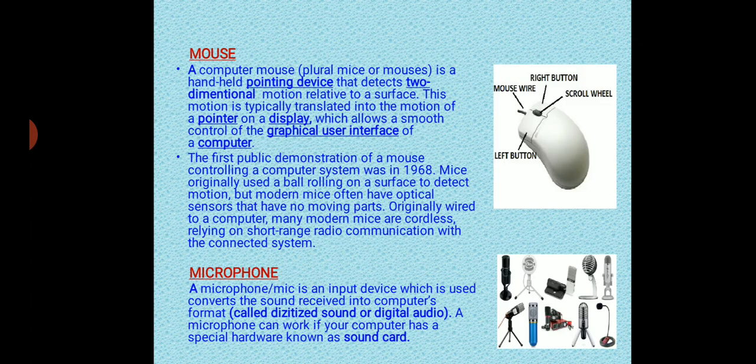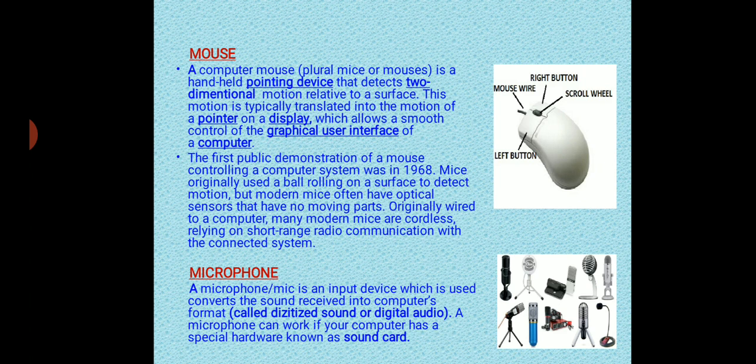Next is the mouse. A computer mouse is a handheld pointing device that detects two-dimensional motion relative to a surface. It is a pointing device which works in two dimensions, that is height and width, not depth, and works on the movement of a ball or an optical light on the surface.